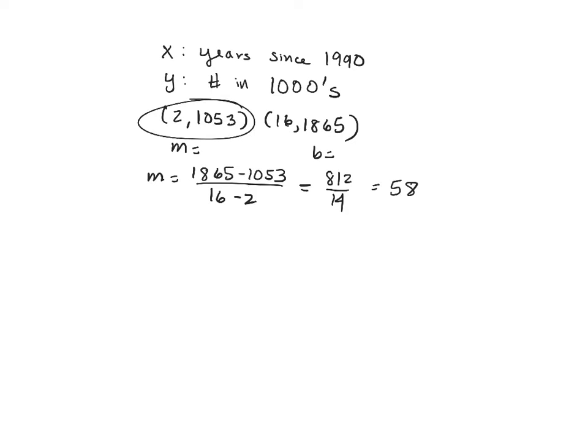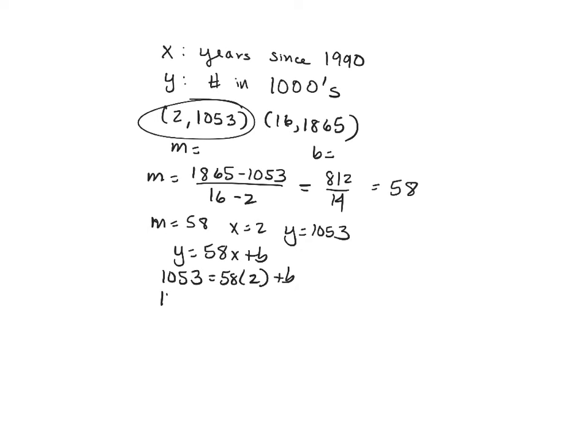Okay, so I'm going to use this particular point. So my slope was 58. I'm going to use 2 for my x and 1,053 for my y in order to get my b. So remember we have y equals 58x plus b. So I'm going to substitute 1,053 in for my y and 2 in for my x to get the b. So 1,053 equals 116 plus b. So I will now need to subtract that 116 from both sides.